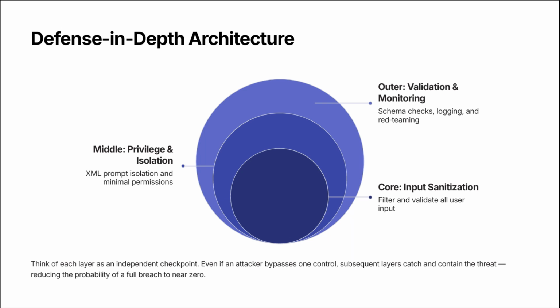The outer layer is validation and monitoring. This includes schema checks, logging, red teaming, and ongoing observation of system behavior so suspicious activity can be detected early. The key idea is that each layer acts as an independent checkpoint. If one control is bypassed, the others still help catch, contain, and reduce the impact of an attack.